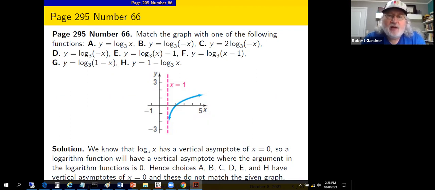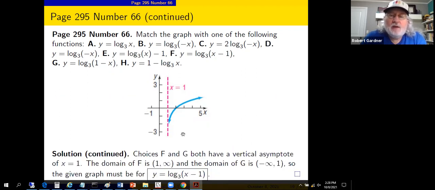Let's go to the next slide. F and G both have vertical asymptotes at x equals 1. X minus 1 will be 0 at x equals 1, and 1 minus x will be 0 at x equals 1. So both of these, based simply on asymptote information, vertical asymptotes for logs, F and G are still both plausible. So we need to see what happens in terms of some other property.